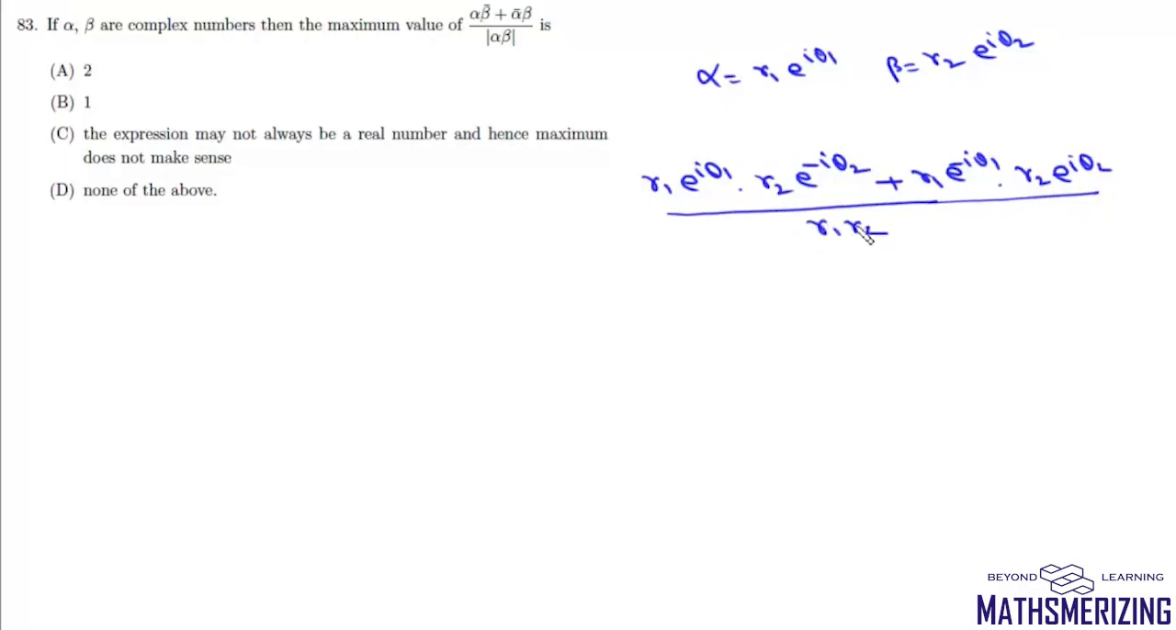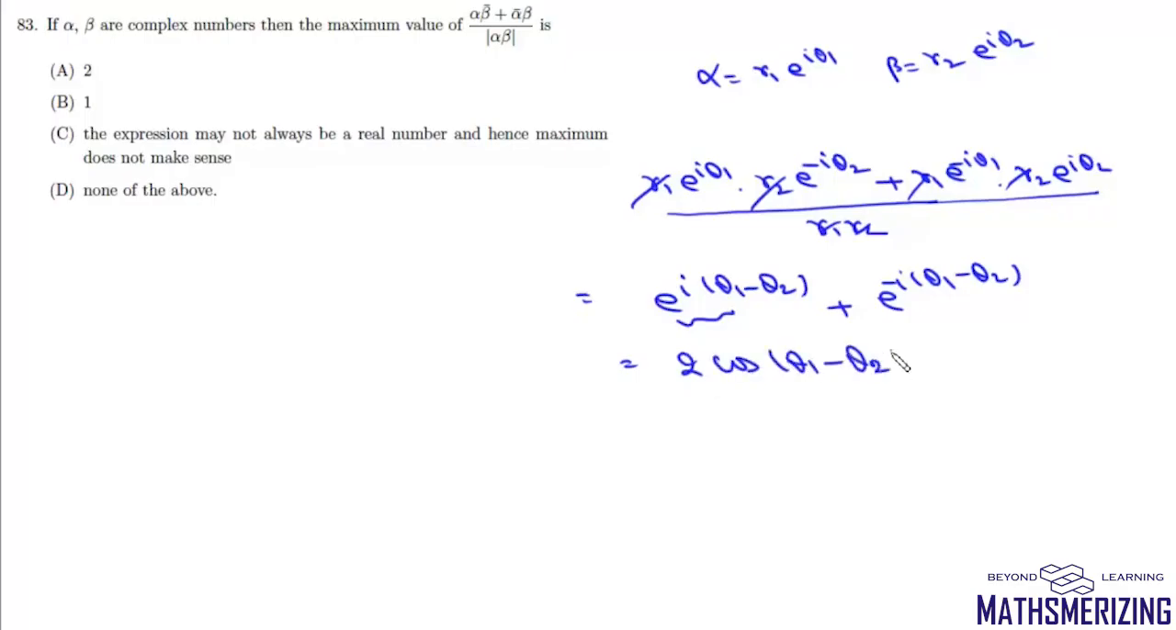It is nothing but r1 into r2. Now we can cancel r1 into r2. So we'll get e to the power iota (theta 1 minus theta 2) plus e to the power iota and then minus (theta 1 minus theta 2). Now this is cos theta plus iota sin theta and this is cos theta minus iota sin theta. So here iota sin theta will cancel. We'll get 2 cos (theta 1 minus theta 2). Now we know that the maximum value of cos is 1. So this expression is always less than or equal to 2. So the maximum value of this expression is 2 and that's your option number A.